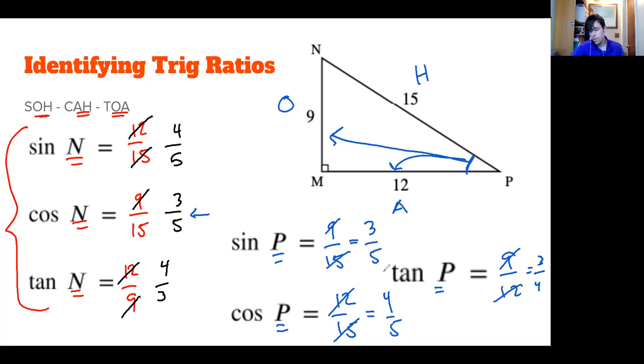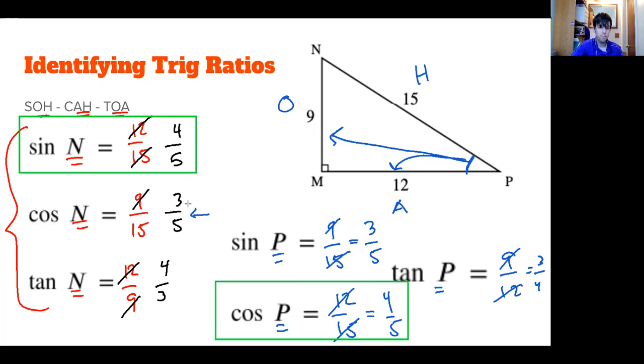So something I do want to turn your attention to as we're looking at these, notice which ones of these are the same. So the sine of n is the same thing as the cosine of p. That's because of that switching of our opposite and adjacent, right? For n, we were doing the opposite over hypotenuse. But relative to angle p, that's the same thing as doing adjacent over hypotenuse. So those sine and cosine values end up being the same.